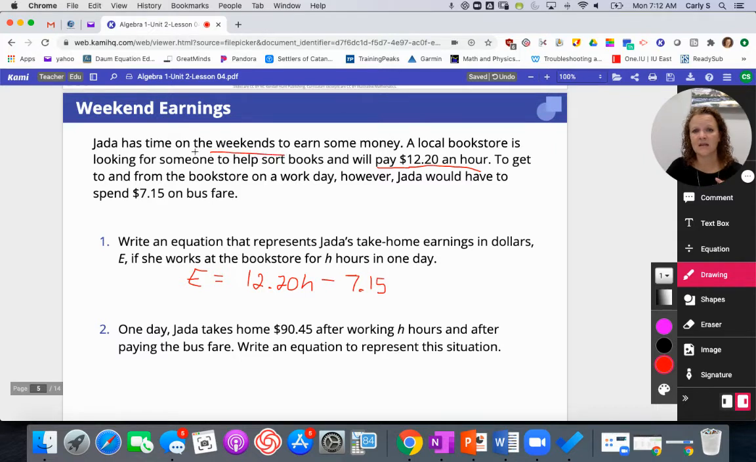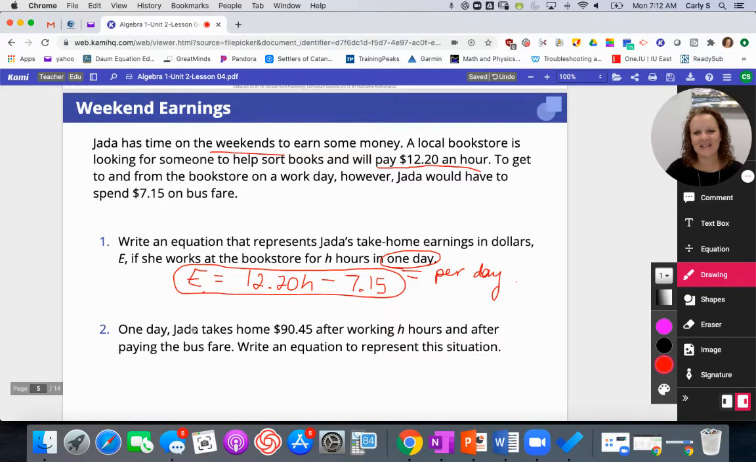Weekends to earn some money. I think I need to put in a variable to represent each day. Yep, let me think about that. I don't want to get that wrong. Nope, we're good. I checked. So our earnings, $12.20 an hour minus $7.15 for bus fare. So that would be per day. Oh, right there it says it, in one day. Silly me. It always pays to read the question again.